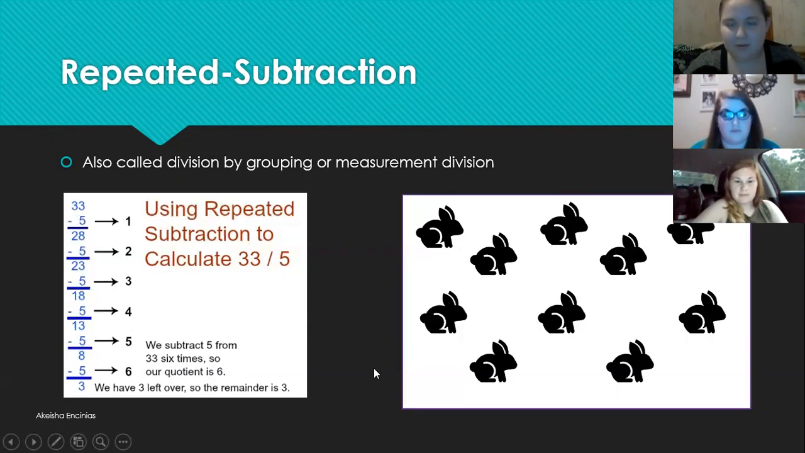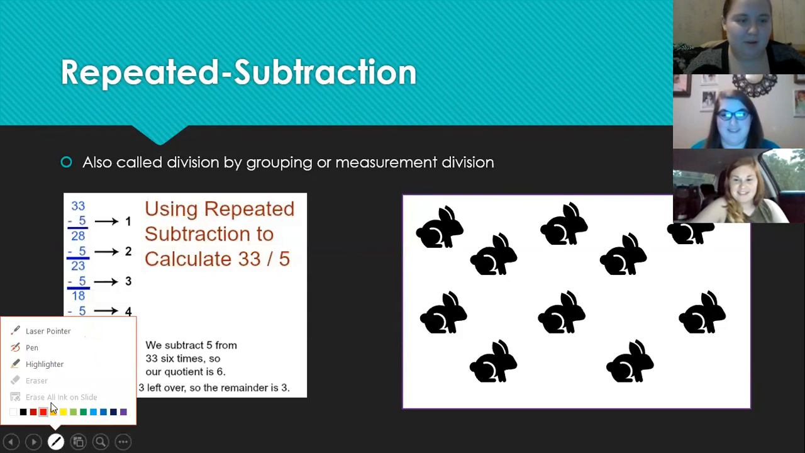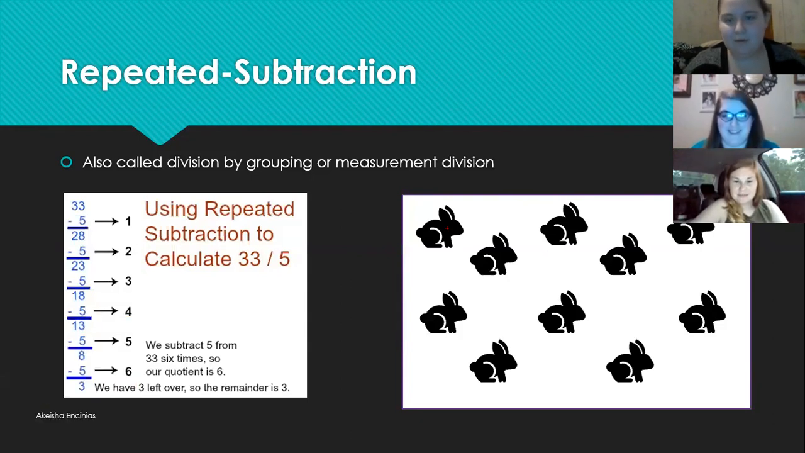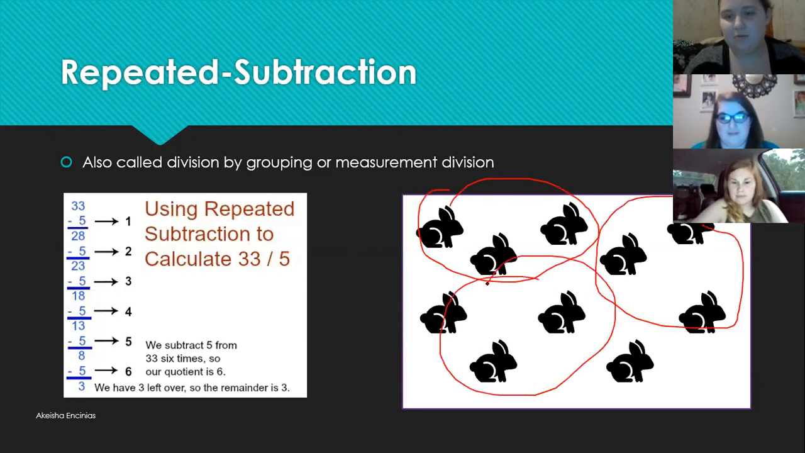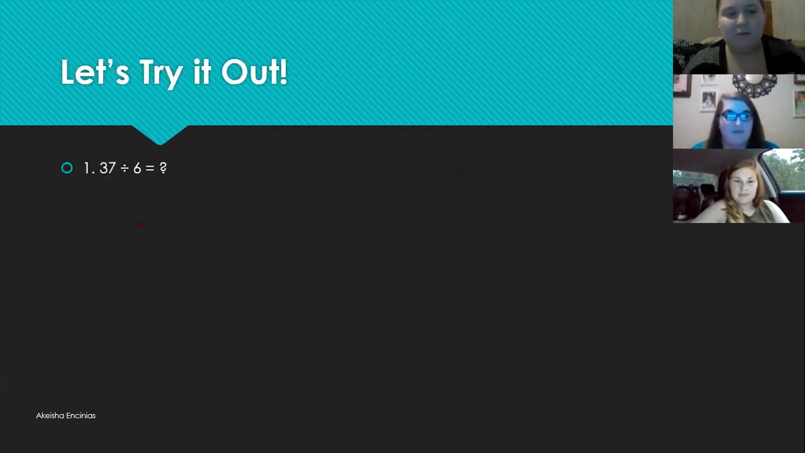See how that works? So here we have a whole bunch of cute little bunnies. We have 1, 2, 3, 4, 5, 6, 7, 8, 9, and 10. We're going to divide them by 3. This is grouping. So 1 group of 3, 2 groups of 3, 3 groups of 3, and 1 little remainder. So 10 divided by 3 is 3 with 1 remainder. See how neat that is? So we're going to try it out for ourselves.